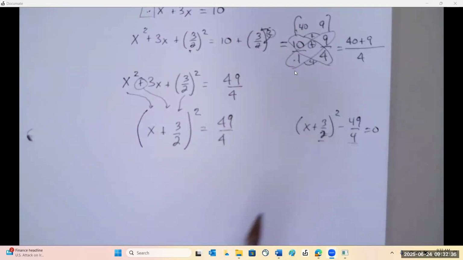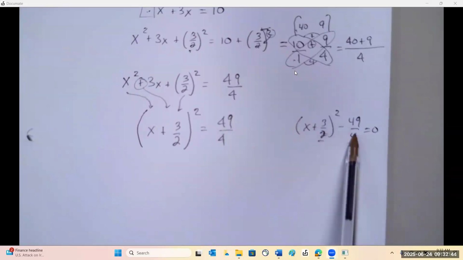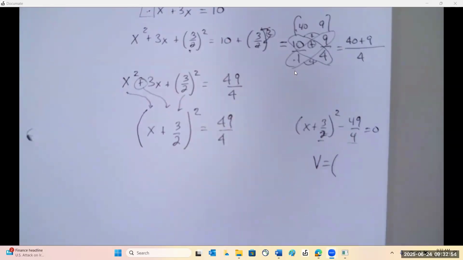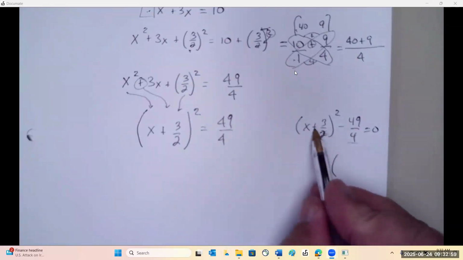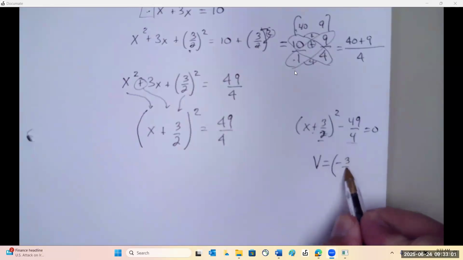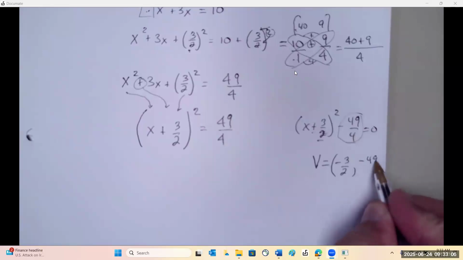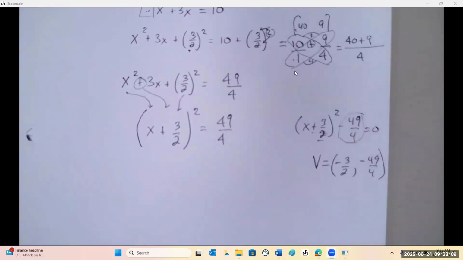What do these numbers tell us? We talked about this yesterday. What do these numbers tell us? The vertex. That's called the vertex form. So inside the parentheses, it's opposite. So it's negative 3 over 2. And the outside, it is what it is. So it's negative 49 over 4. There's your vertex. That's the lowest or highest point of your graph.